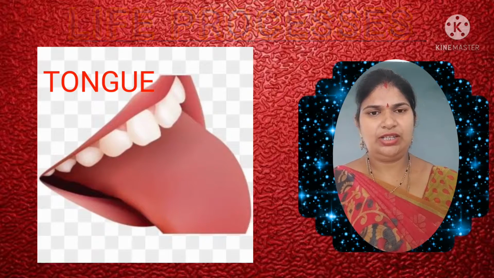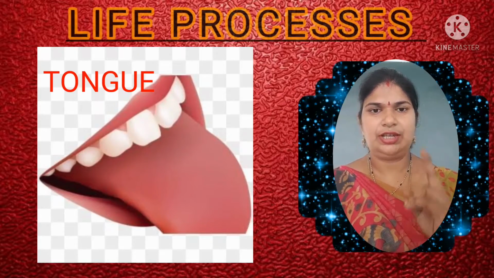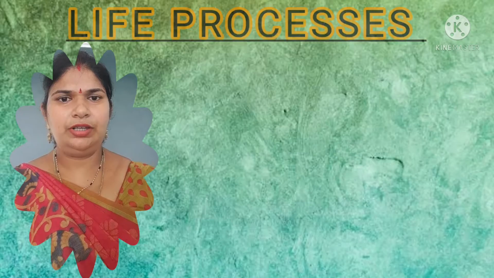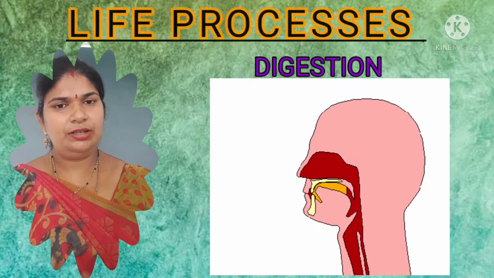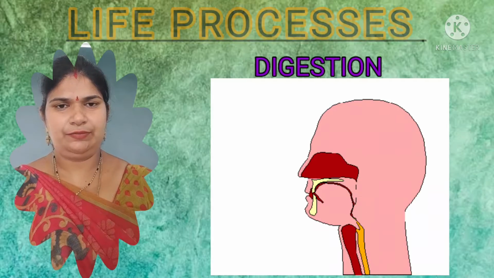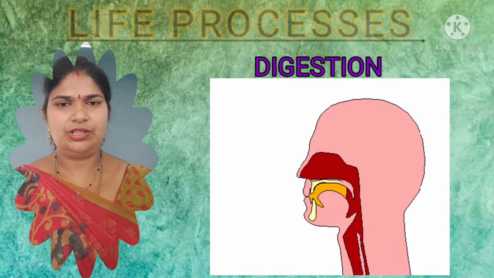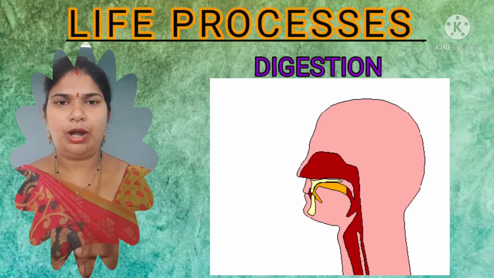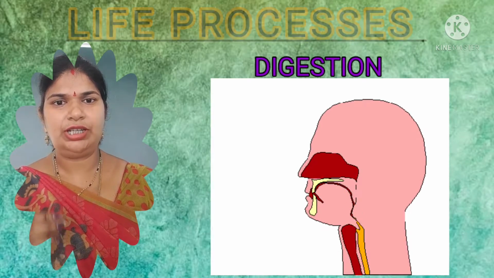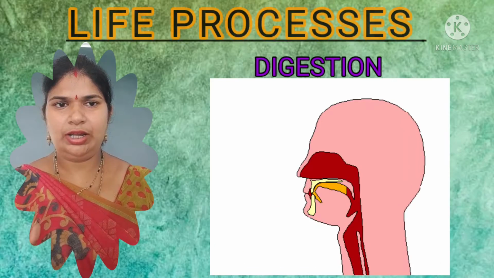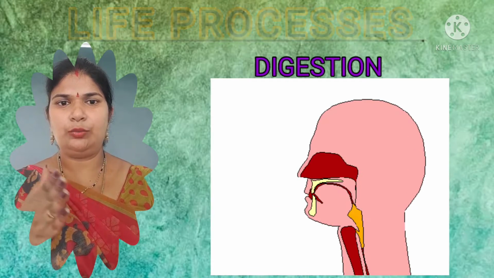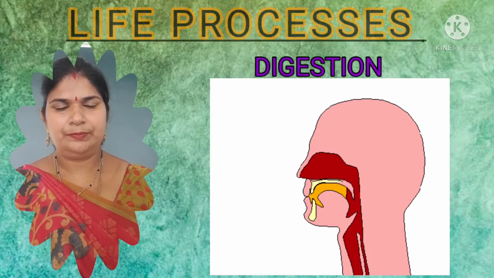Okay, the second one is digestion, children. The second step is called digestion. What will happen in digestion? The process of digestion begins in the mouth itself, when the food is mixed with saliva, where the starch is broken down into sugar molecules.